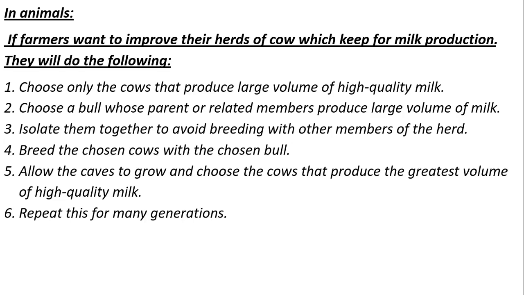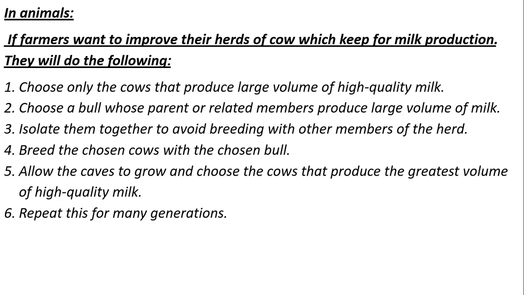First, they choose only the cows that produce large volume of high quality milk. What about the bull? The bull does not give milk. How will they choose the bull that has the best alleles? They will go back to the parents and see the bull who had a mother that provides high quality milk also. And then they will isolate this cow with this bull away from the herd. Why? To avoid breeding with other members of the herd.